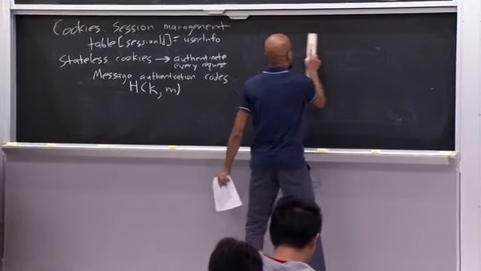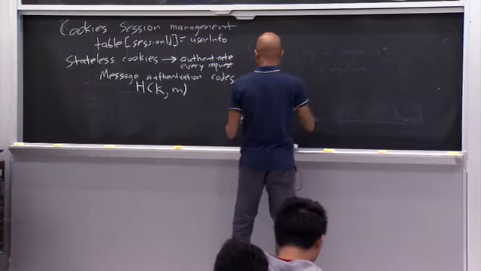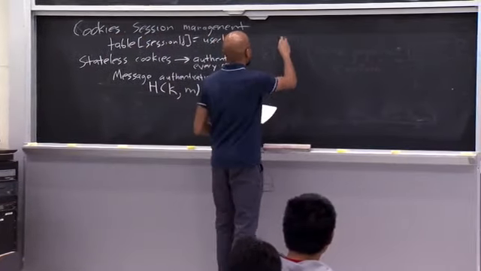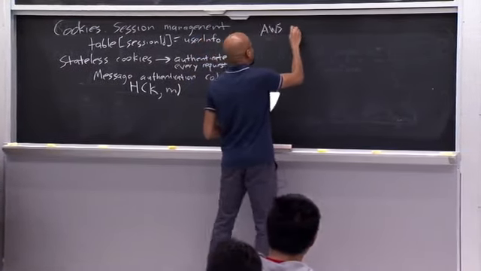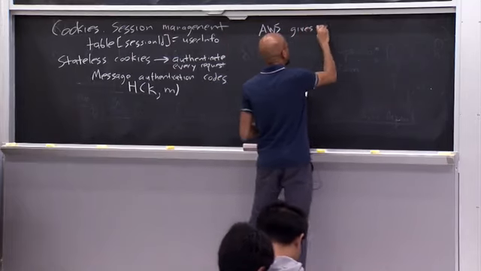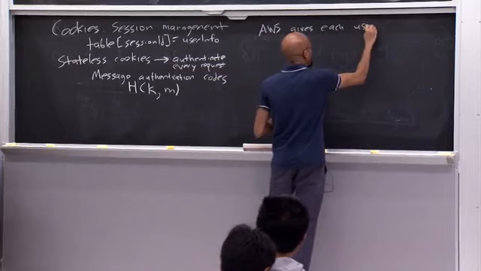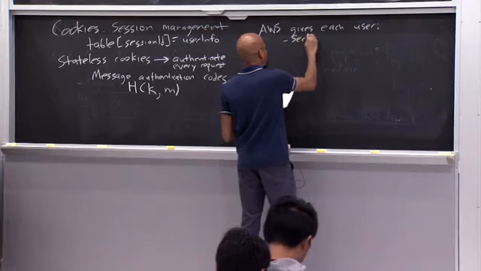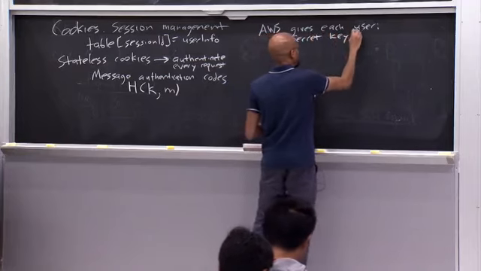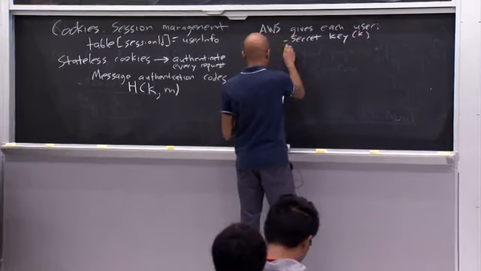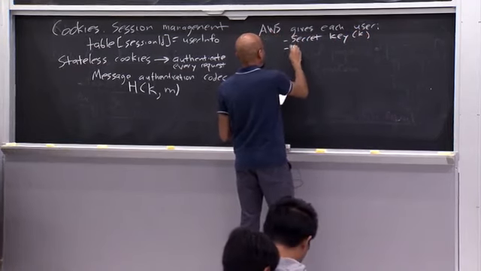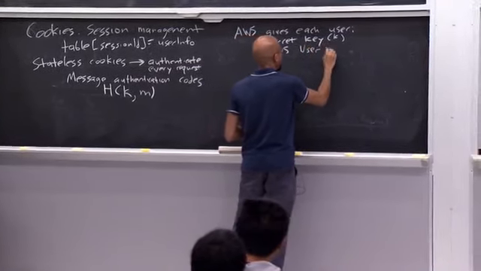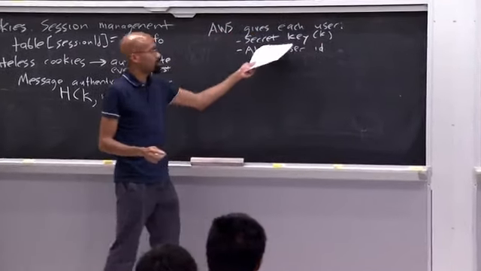Okay, so let's look at a very specific example of how this works. One real service that uses these types of stateless cookies is Amazon Web Services, like S3, for example. Basically AWS gives each user two things. It gives that user a secret key, which is equivalent to the K that we were discussing over there. And it also gives them, just think of it like an AWS user ID. This part is not secret, but the key is.